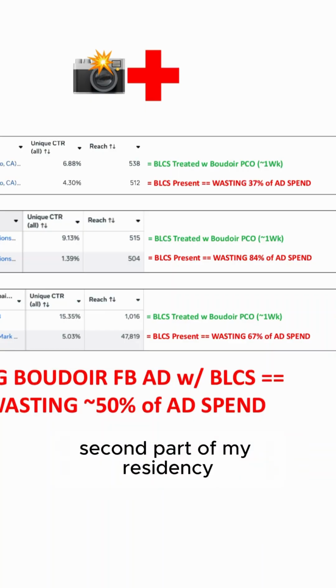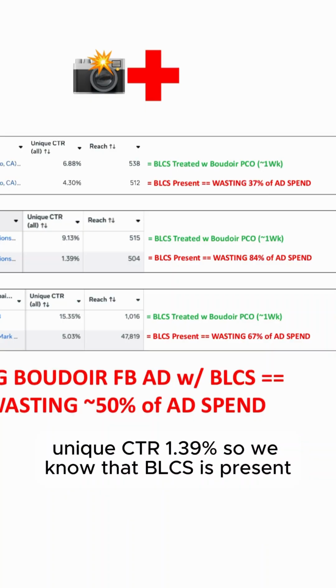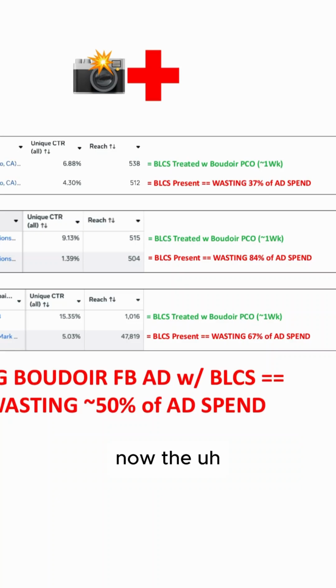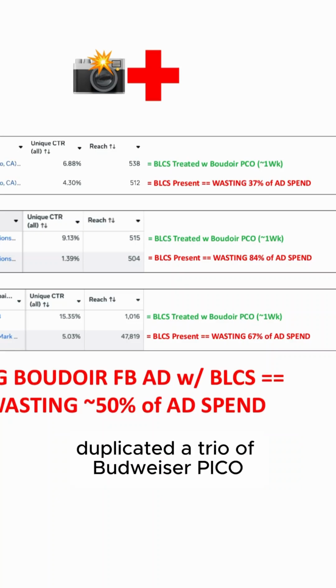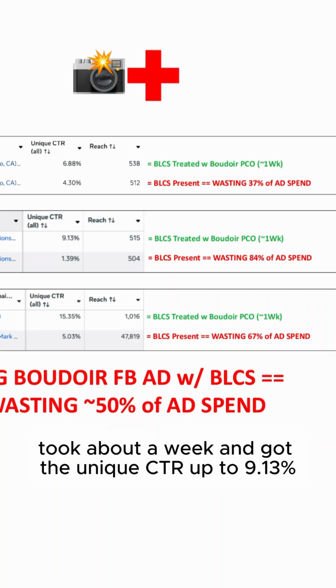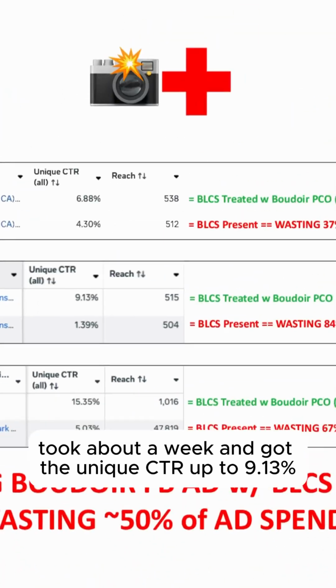Second part of my residency, found another Boudoir Facebook ad out there. Unique CTR 1.39%. Unique CTR under 6%, so we know that BLCS is present. Now we duplicated it, treated with Boudoir Pico, took about a week, and got the unique CTR up to 9.13%.